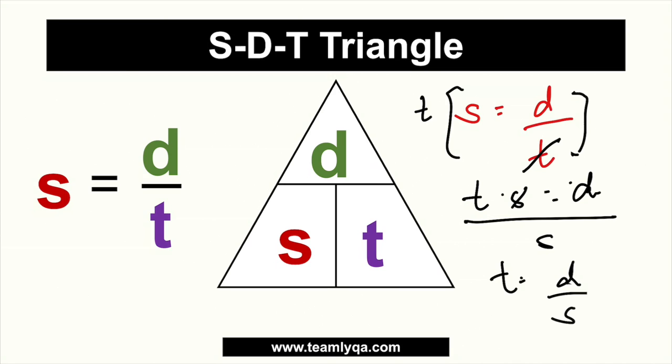Again, if you're using the formula, ganun mo siyang makukuha. Pero if you're using the SDT triangle, which is yung preferred method natin para mas mabilis din, what you could do na lang would be to cover yung time, and you would see that the formula is D over S, which is actually the same as this. So, pareho lang naman sila. So, ang formula ng time is distance over speed.